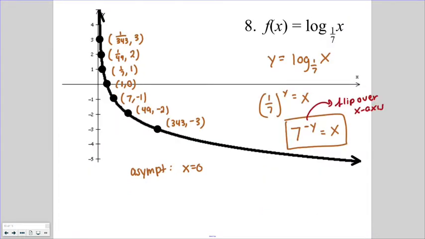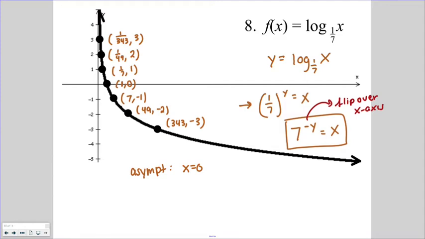Last logarithmic function, number 8. I am going to take the logarithmic form and rewrite it in exponential form. In exponential form, we still have that fractional base, which I don't care for, so I'm going to rewrite 1 over 7 as 7 to the power of negative 1. And so when I apply the power of y also, we get 7 to the negative y is equal to x. So that's our logarithmic function in exponential form.